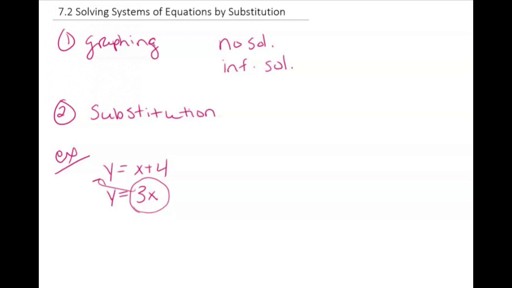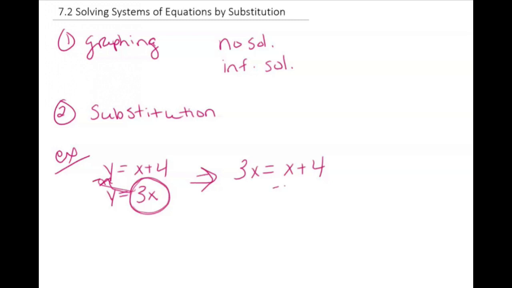So for this one, it seems to me that substituting the 3x into the first equation would be the easiest. So I'm going to do that. So instead of writing that first equation with y, now I'm going to write it with 3x equals x plus 4. Again, notice here I put this 3x in for y and rewrote it. And of course, the reason we do this is because we can only solve for one variable at a time. So I need to make sure that this equation only has one variable.